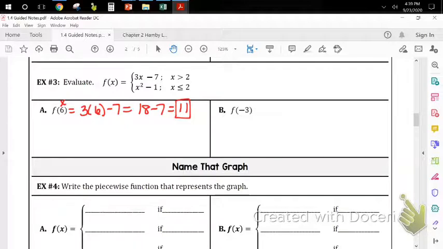B is f of negative 3. X is negative 3, which means x is less than or equal to 2. So we're going to use the second equation. So we're going to have negative 3 squared minus 1, which is 9 minus 1, which is 8.